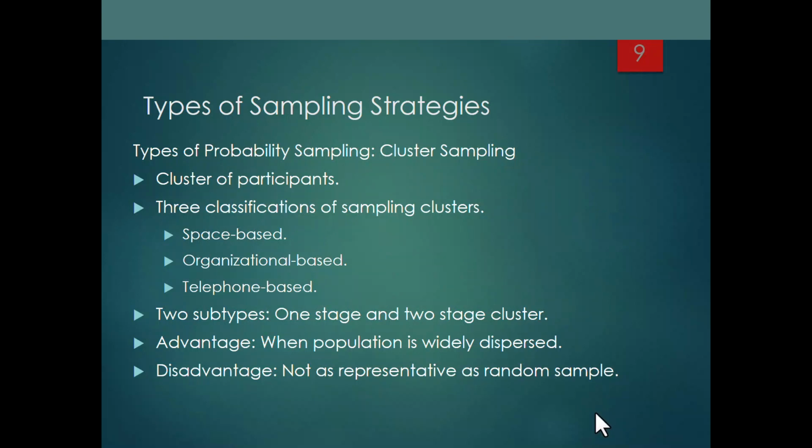Cluster sampling is also known as area sampling. So here you have a cluster of participants. It involves selecting a cluster of participants from the actual population. There are 3 classifications of your sampling clusters. The first one is space-based. This can be states, countries, census tracts. There's also organizational based, so it can be a school district, grade levels, classes. And there's telephone based, which is your area codes.